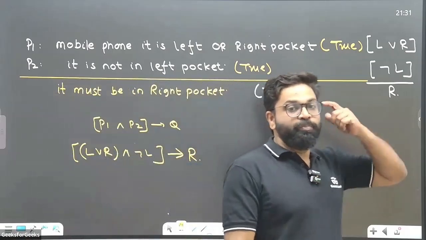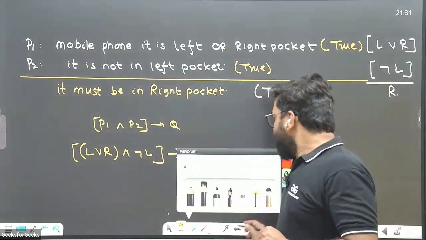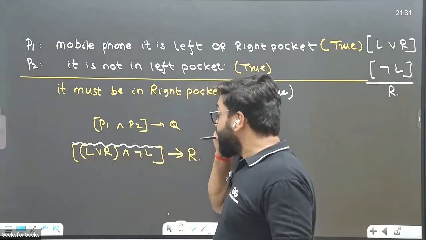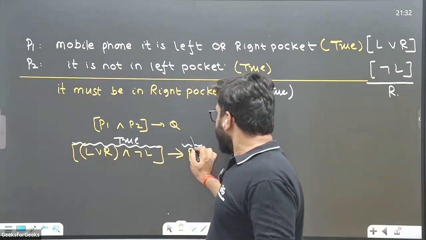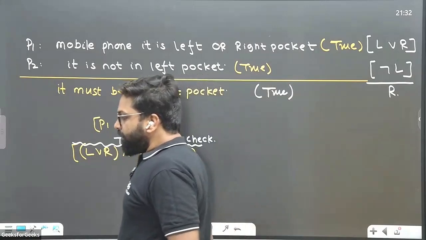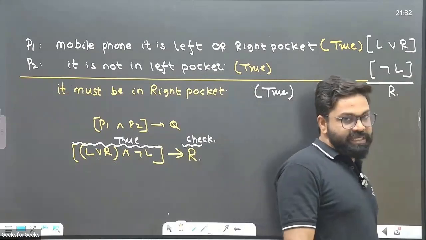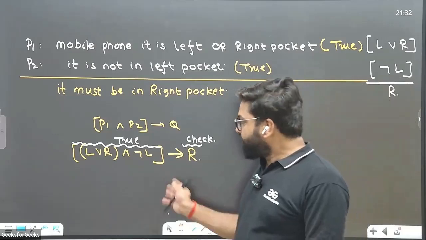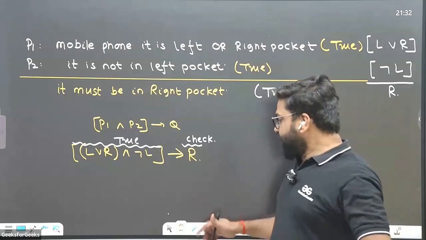So now let's try to implement the concept of the inference rule here. The inference rule says to take the left side as true, and check whether the conclusion comes out as true or not. So this thing we have to understand: we have to take the left side as true, and we have to check whether the right side is true or not.